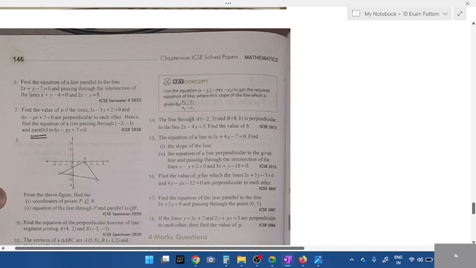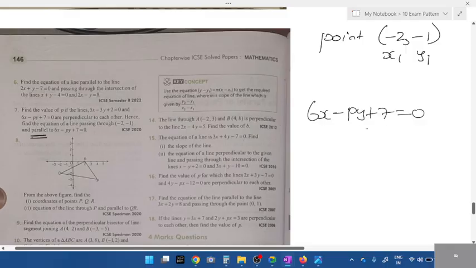If the word parallel is given, definitely we need to find one slope. What is one point given here? Very good. One point is minus 2 comma minus 1. This you have to take as x1 and y1. Next, parallel to which one? 6x minus py. You don't have to solve this again. Check whether they have given it. Remember, last time I told you the same concept.